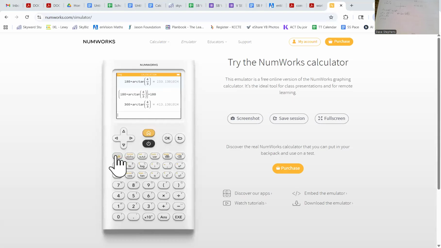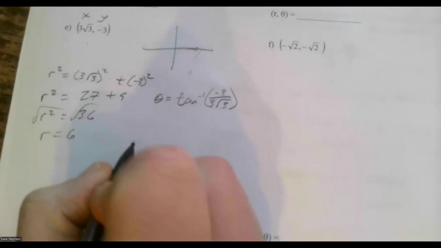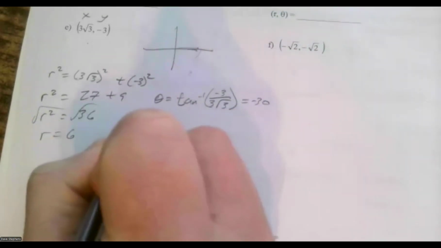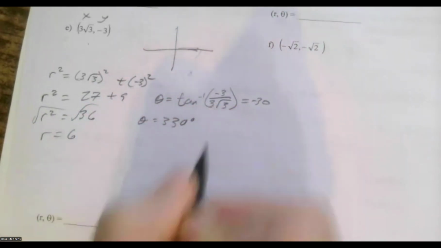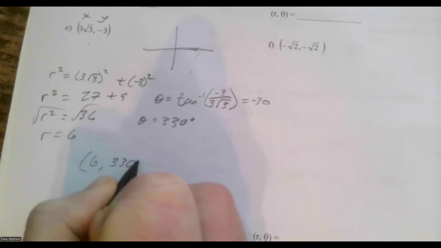So we're going to say shift arctan of -3 divided by 3 root 3. And we get -30 degrees. Right? -30 degrees, same thing. That's 330 degrees. So we get, so theta is 330 degrees. So r is 6, theta is 330.